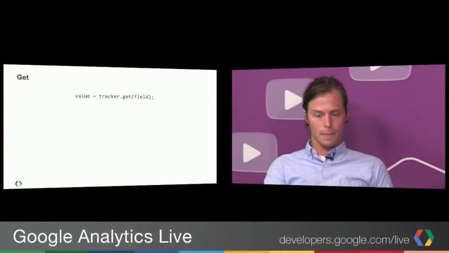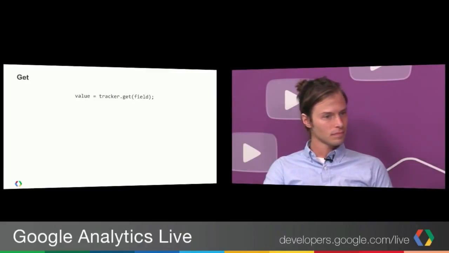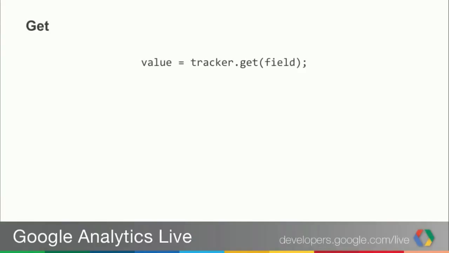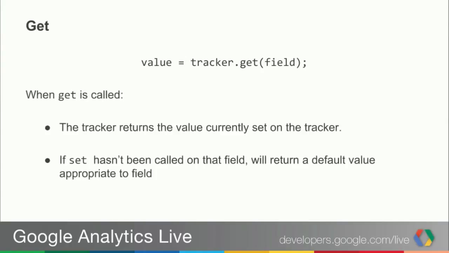Okay, so lastly we talked about send, set, and then the last one's get. The tracker is a model, and you could use it to retain values of the various parameters that you want to send to Google Analytics. So the get method lets you query those values that you set previously.